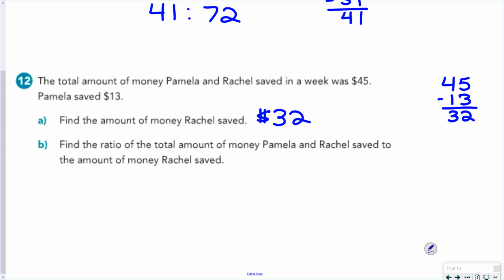And then for part B, find the ratio of the total amount of money Pamela and Rachel saved to the amount of money Rachel saved. Well, the total amount was 45, and Rachel saved 32. So 45 to 32 would be our ratio for number 12, part B.